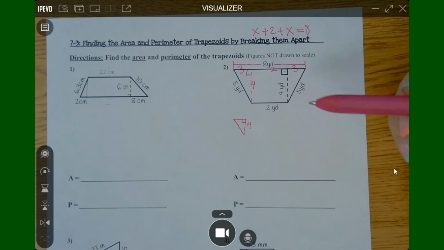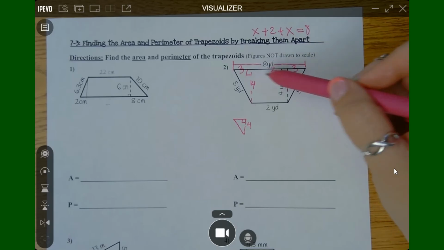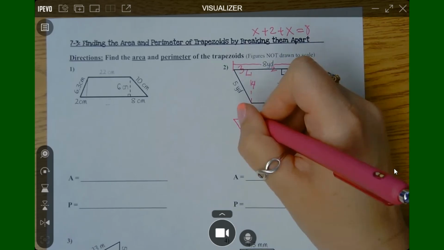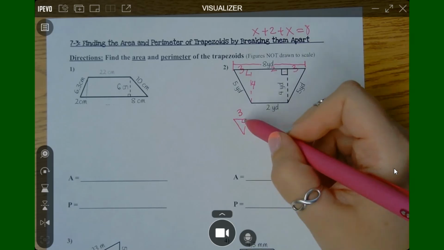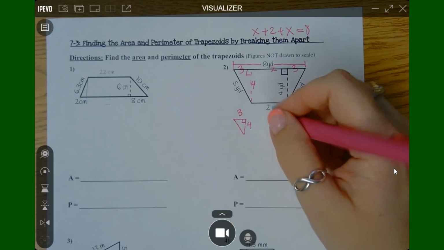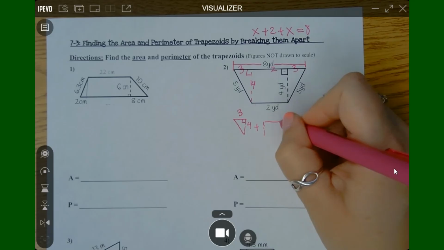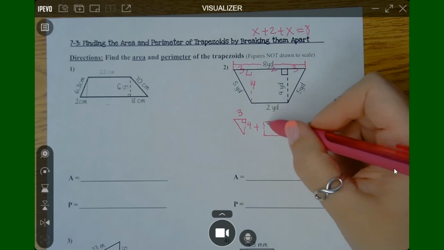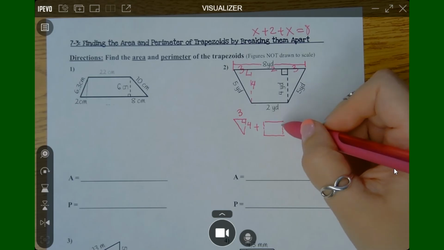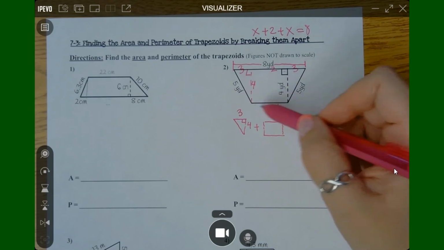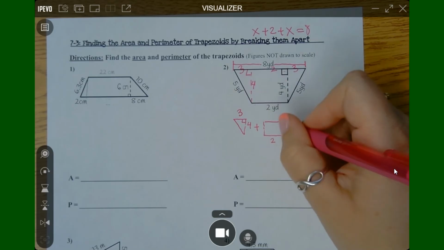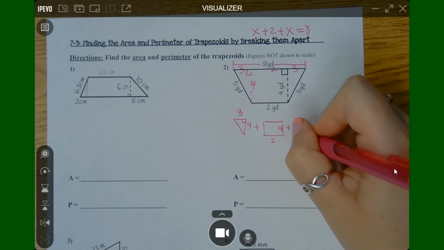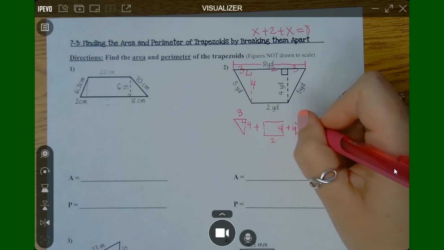And then add it together, double check. 3 plus 2 is 5, and 5 plus 3 equals that total side of 8. So now I know I have this triangle with a base of 3 and a height of 4. And I have this rectangle in the middle, and I need the base and height. So what's the base of this guy? Hopefully you didn't say 8. 8's that whole side. The base is here, which is 2, and it has a height of 4. And then you also have this triangle, which has a height of 4 and a base of 3.